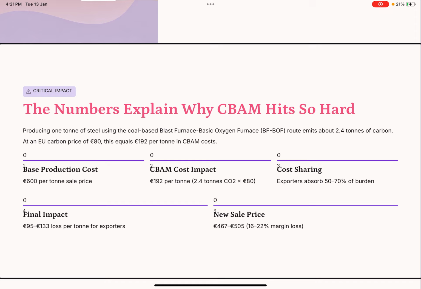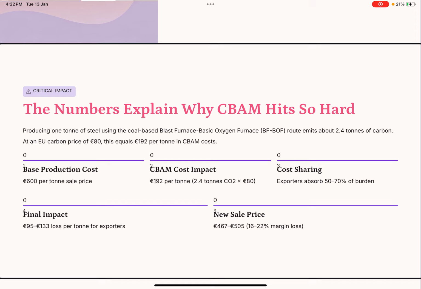As per the numbers which are available, about 95 euros to 133 euros per ton is the loss which has been reported for the exporters, and the new sale price is reflecting about 20% marginal loss. So these numbers clearly explain how the carbon tax impacts trade, and how the CBAM hits the exporters of steel and aluminium in the trade between India and the European Union.